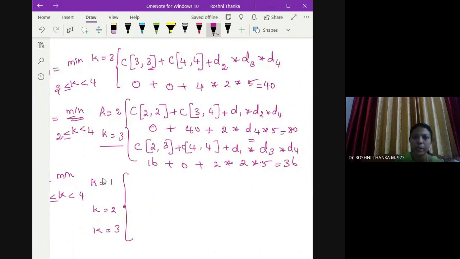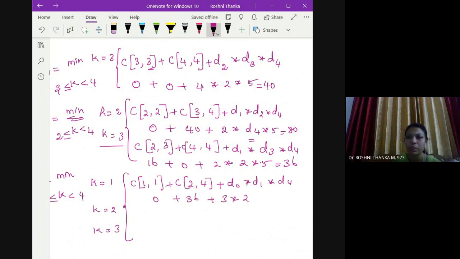So if you calculate this, you will be getting cost of i value here is 1. What is the k value? 1 plus cost of k plus 1, that is 2, and j value here is 4, plus d i minus 1, that is i value is 1, 1 minus 1 is 0, so d0, k value is d1, j value is d4. So if you substitute the values, you will get 0 plus, 2 comma 4 we already found it is 36, plus 3 into 2 into 5, we will get the answer as 86.